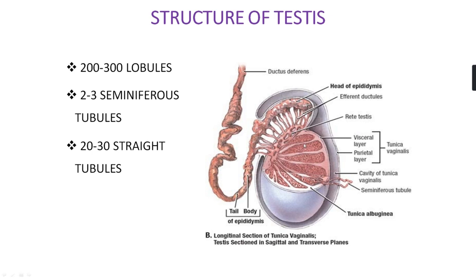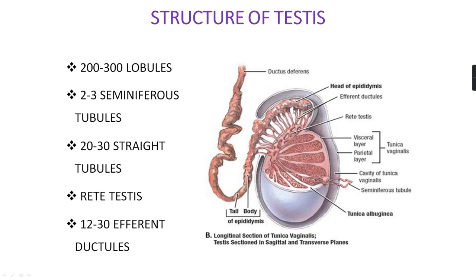Now the seminiferous tubules join together at the apices of the lobule to form 20 to 30 straight tubules that enter into the mediastinum. However, they anastomose with each other in the mediastinum to form one network that is called the rete testis. From the rete testis, 12 to 30 efferent ductules come out, which emerge near the upper pole of the testis to enter into the epididymis.